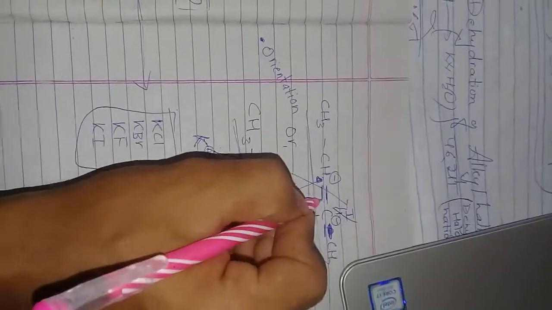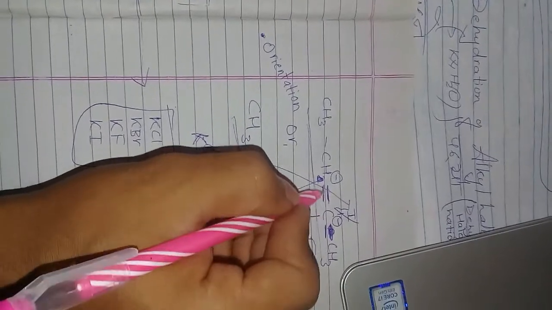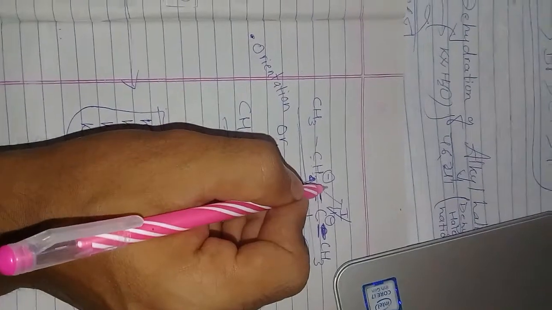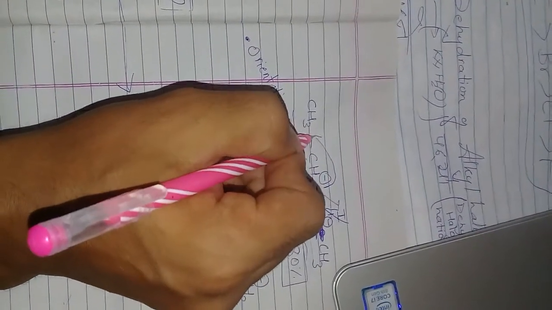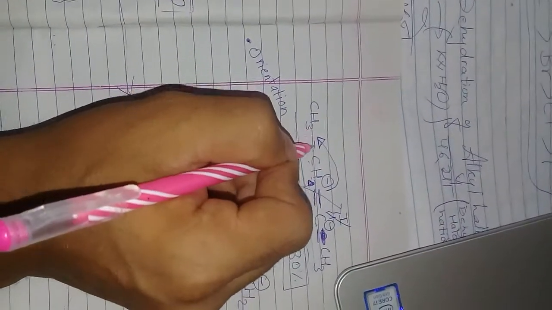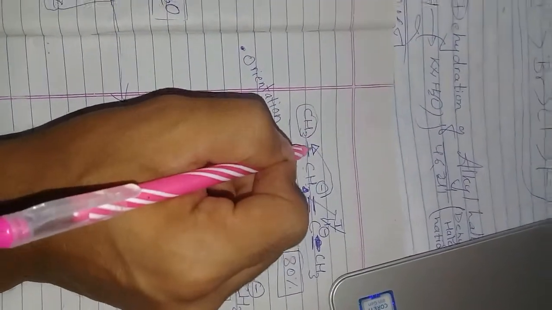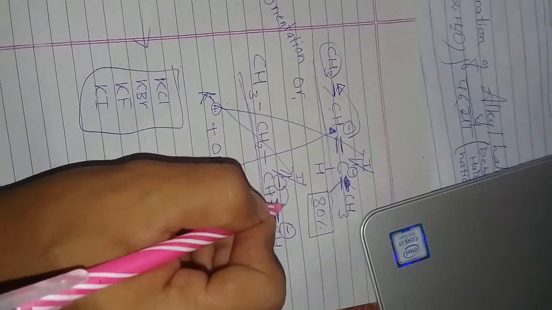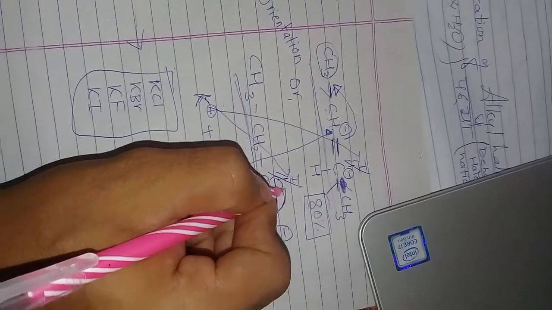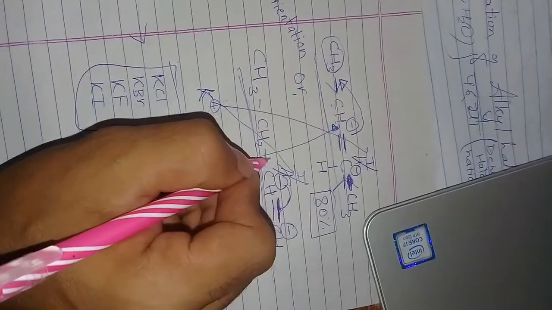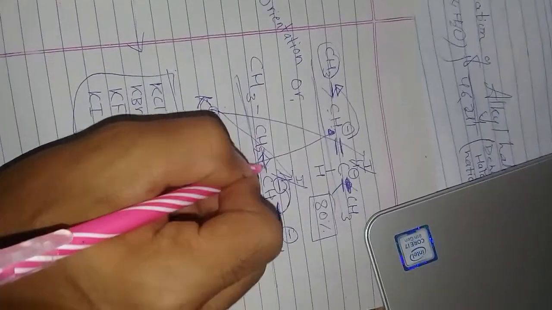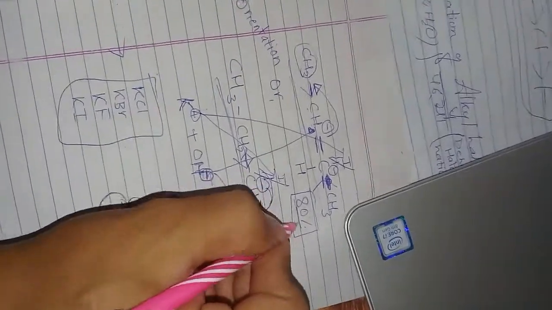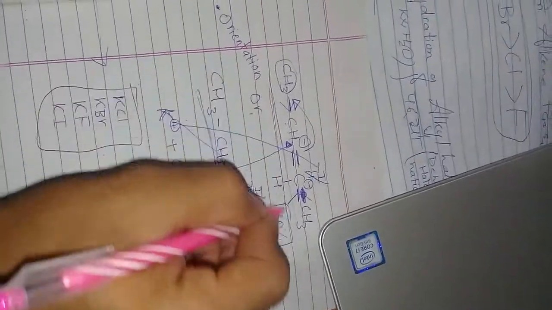80% of this kind of product will be formed between these two carbons because of hyperconjugation. Because of hyperconjugation, this bond can be transferred here, so that this carbon can give a balancing effect. Whereas if this bond is transferred here, then this double bond will be balanced by only one carbon, so it will be less balanced. Hence 20% will be formed and 80% of this compound will be formed.